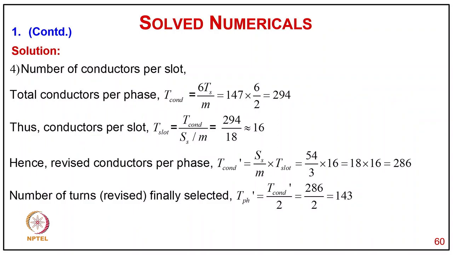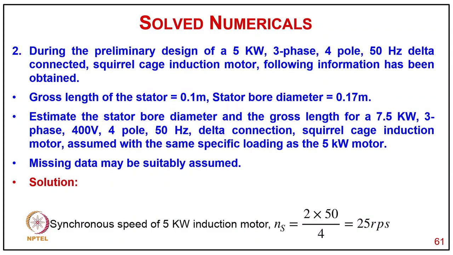The total number of conductors is T conductor equal to 6 T phase, which comes to 294, and the number of conductors per slot is T conductor upon SS, which comes to 16. Hence the revised conductors per phase is SS upon M into this, which comes to 286, and the revised number of turns finally selected, T phase dash, equal to T conductor by 2, comes to 143.